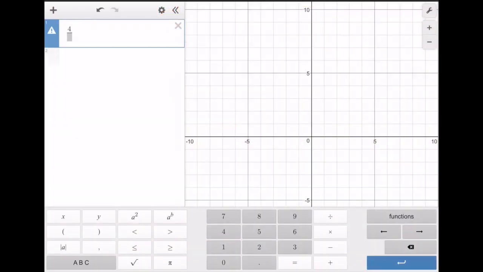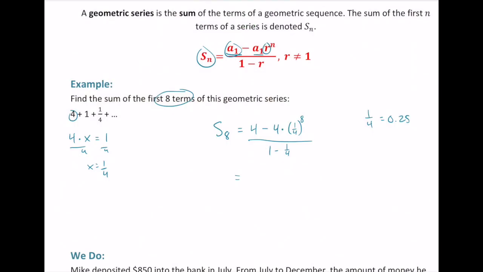Okay, so 4 minus 4 times 0.25, and that 0.25 is raised to the 8th power. And then we have 1 minus 0.25. So we get about 5.3. I'm going to round that. So about 5.3. So if this keeps going, if I do 4 plus 1 plus 1/4 plus 1/16, and that keeps going, by the time we do 8 of them, we're going to get about 5.3.